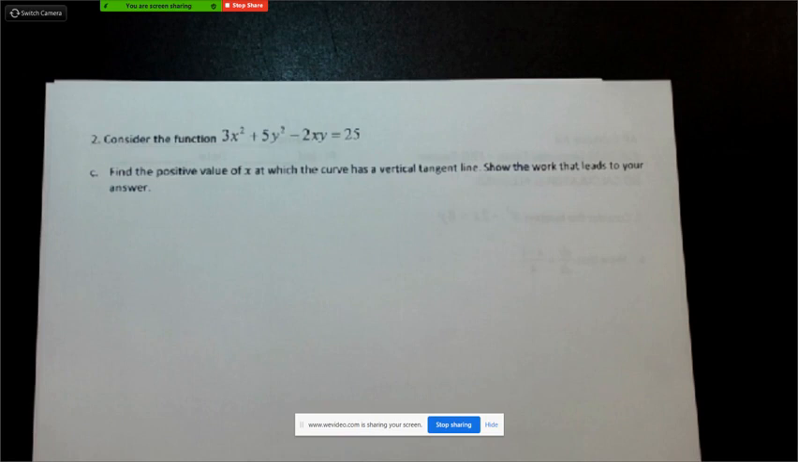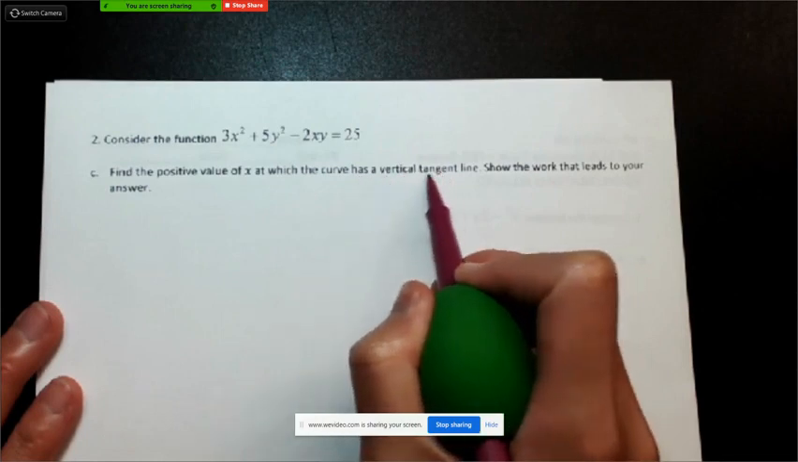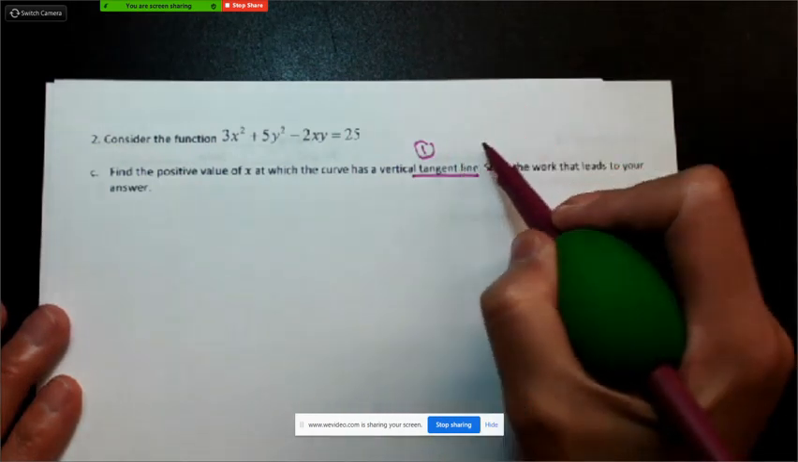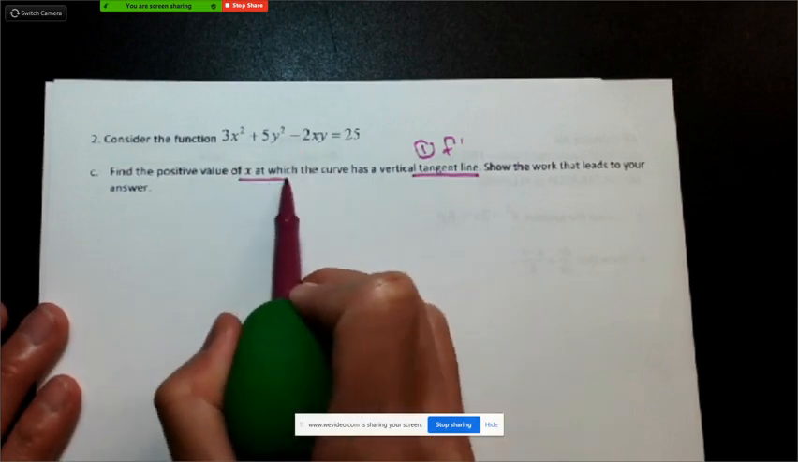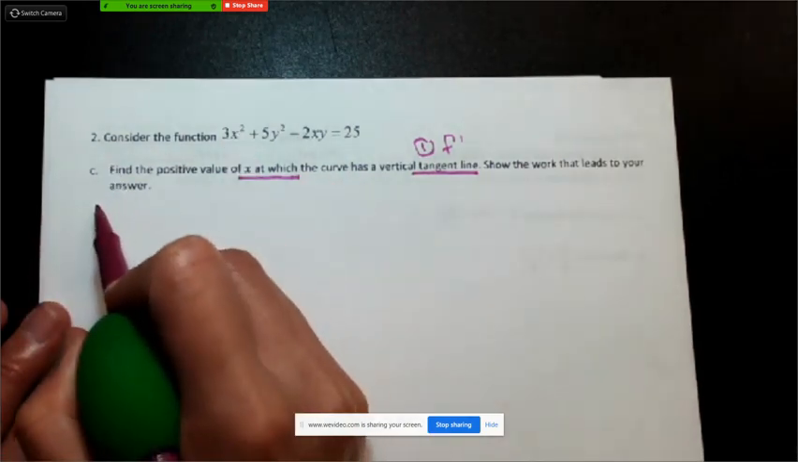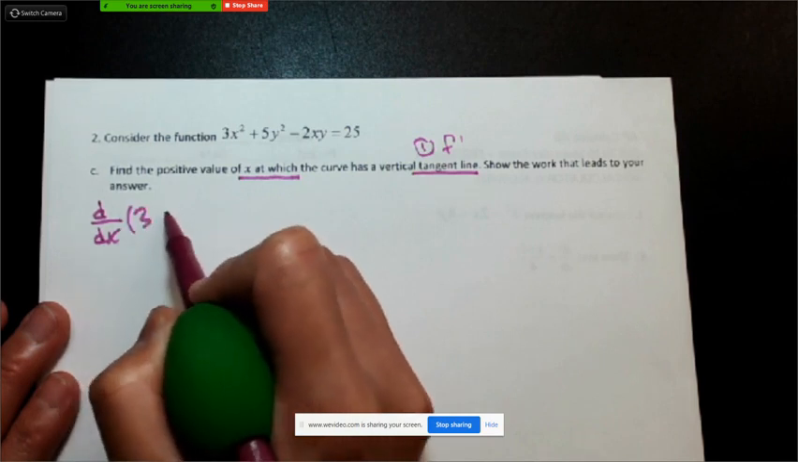Jackson, let's read part C. Find the positive value of x at which the curve has a vertical tangent line. Show the work that leads to your answer. Okay, so we know we have to look at the vertical tangent. Because of the tangent, we're going to start with step 1, we need to find the derivative. So I'm just going to write f prime. And then we'll find the x value at the very end. So the first thing we're going to do is derive. So I'm going to write derivative of, with respect to x, of the given function.